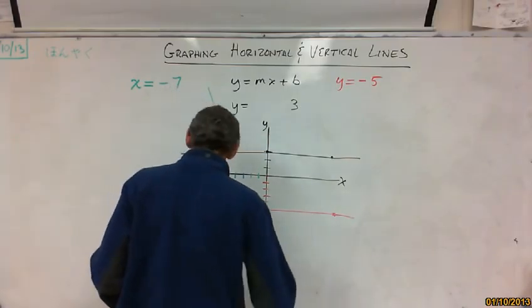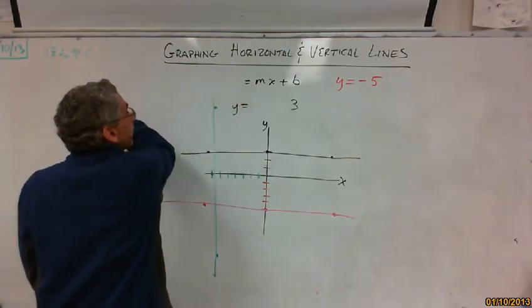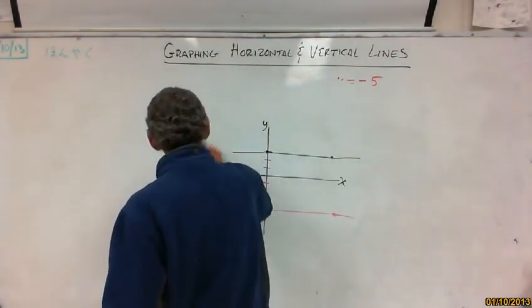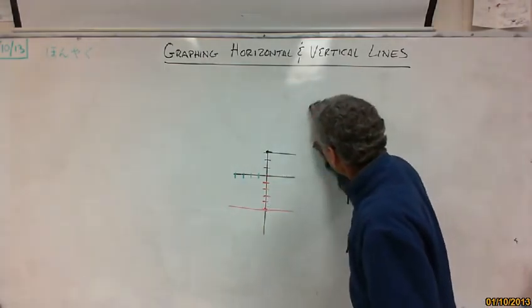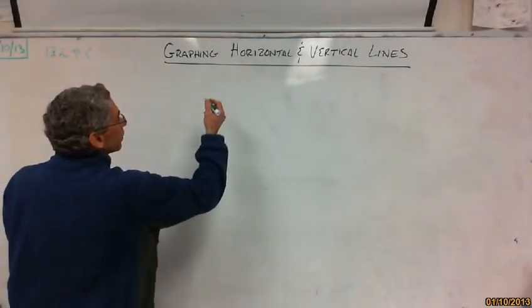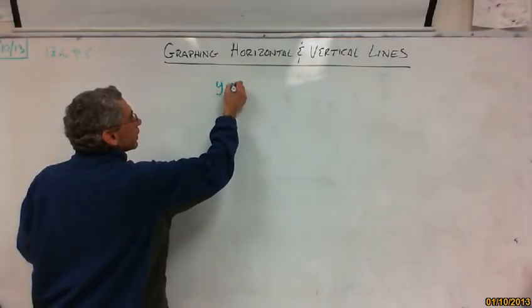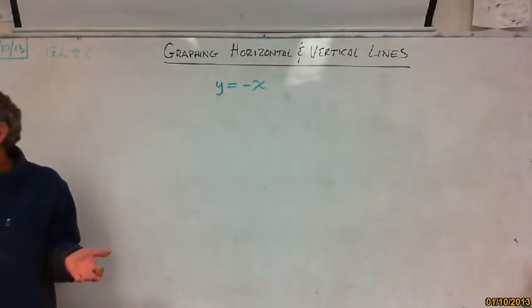Now, I'm going to do one last thing, if I can find my eraser. This is not horizontal or vertical, but I just want to see. I've given you full equations, but what if I gave you something like this? Y equals negative x. How would you graph that?